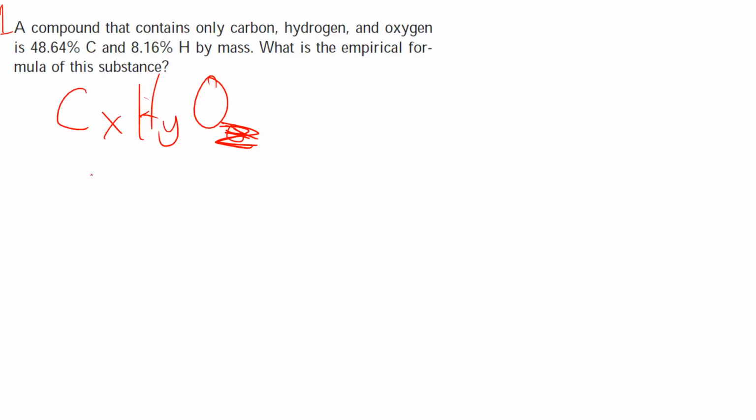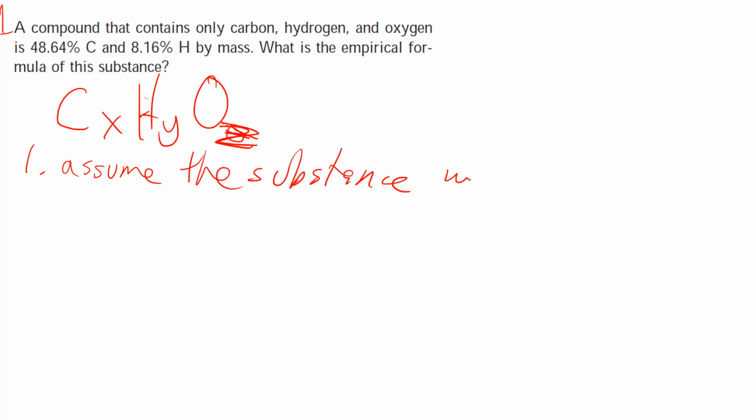Now what we can do is figure out the proportion of each of these elements based off of moles and molar mass. And you ask, how do you do that? Well, the first step is you assume the substance weighs 100 grams. We don't have to assume the compound that we analyzed is 100 grams. We could assume it's 80 grams. But notice how when we assume it's 100 grams, it makes these percents really easy to work with, right?